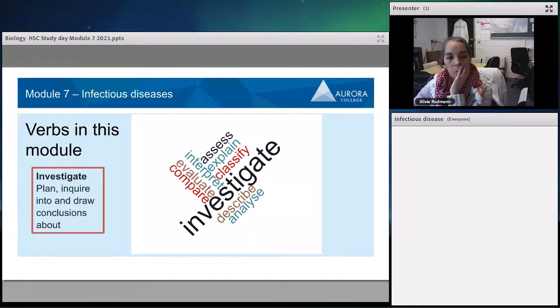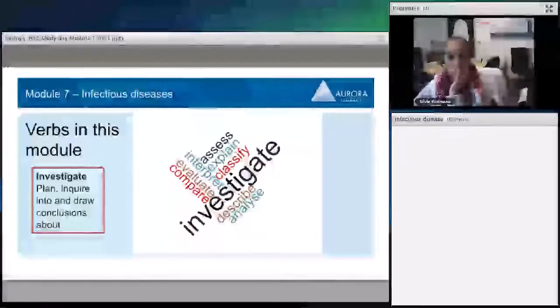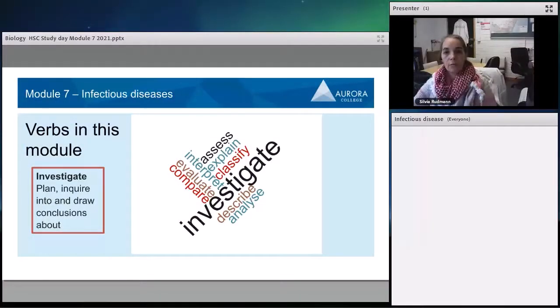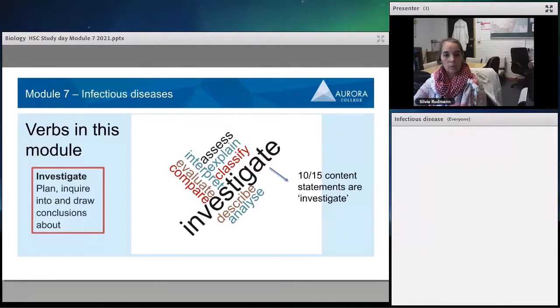So the verb in this module is basically, the majority, investigate. So apart from other ones, but this is the main verb from this module. And when the question says investigate, or the content statement says investigate, it's because for that content statement you have to plan and design an investigation, right? And you have to draw conclusions about it, right? So we are going to go through some of those.